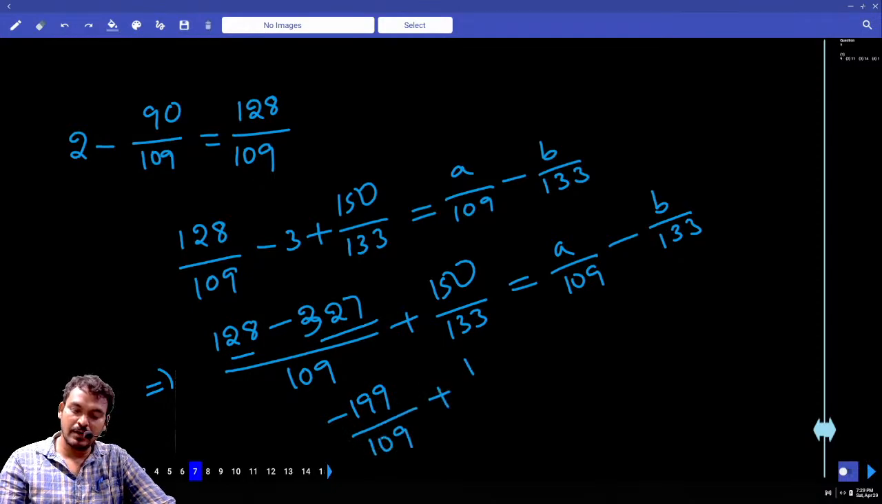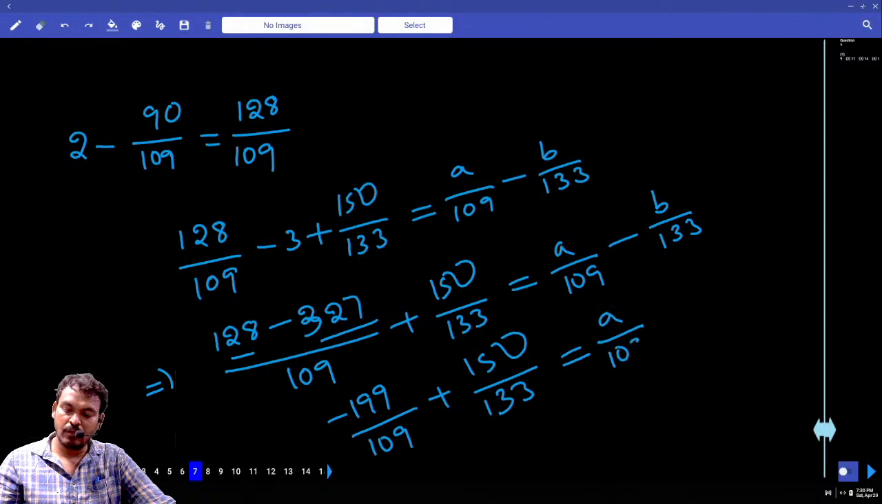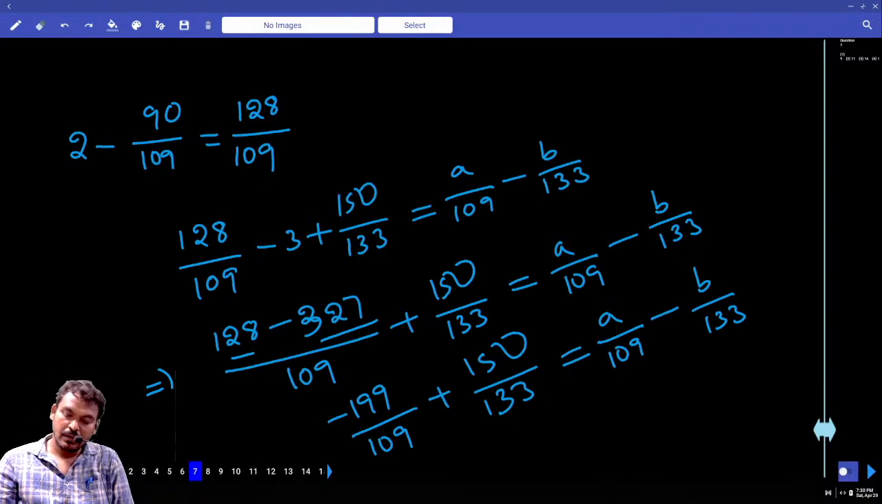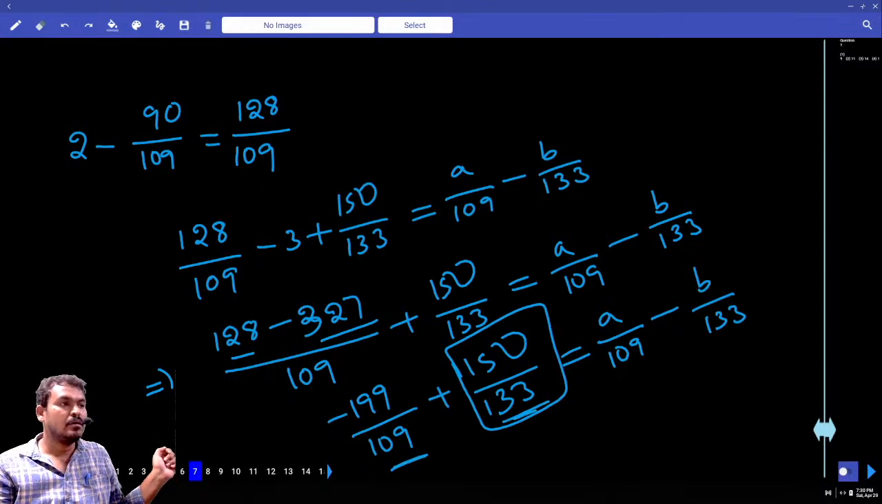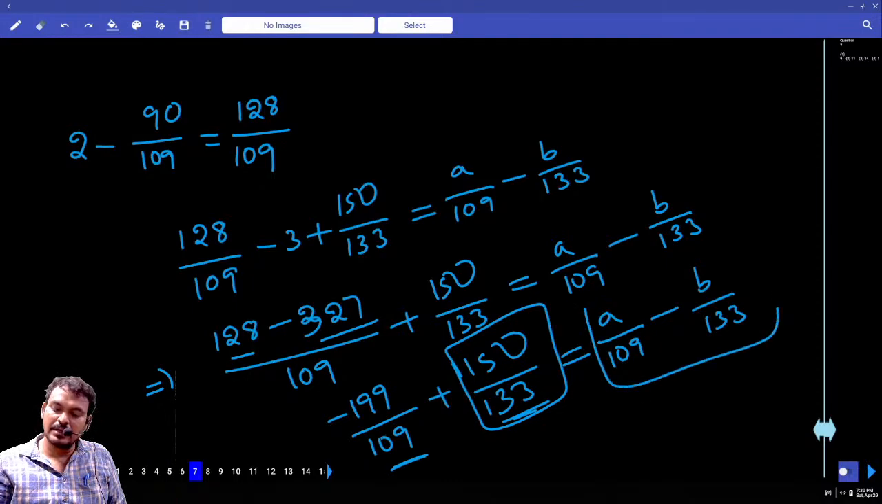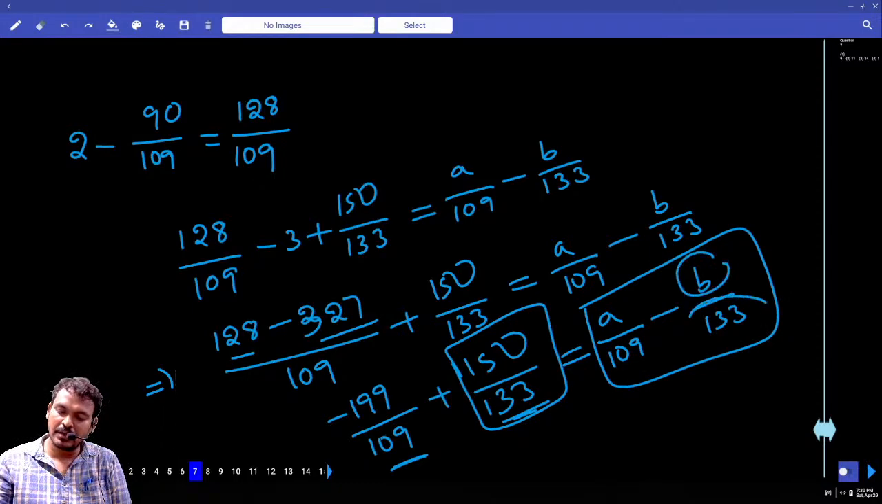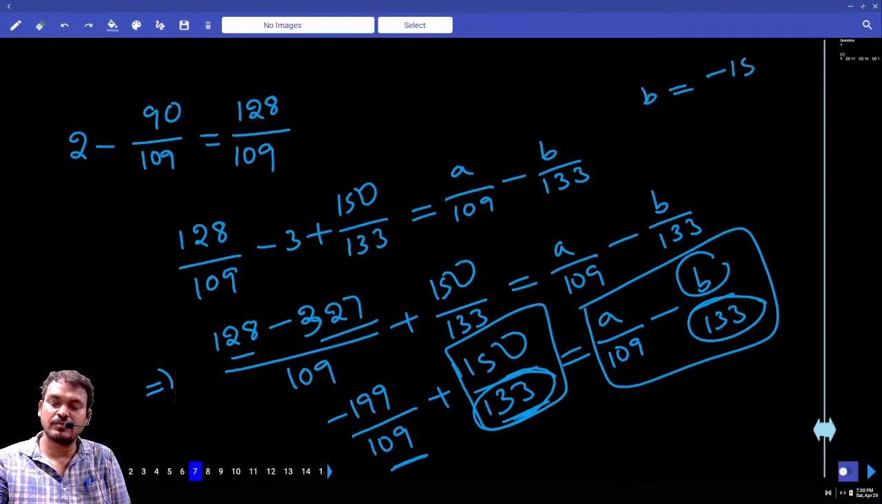109 plus 150 by 133 equal to A by 109 minus B by 133, or not? Which one is the A term and which is the B term? If it is a positive value, this one is negative, and on the right hand side A is positive and B is the negative value. The denominators 133, 133 are the same. So B value is minus 150 or plus 150? Minus 150.